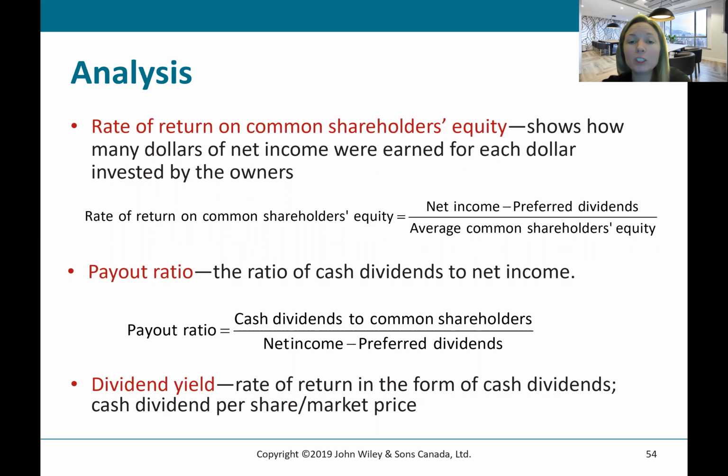We've got the payout ratio, which is the ratio of cash dividends to net income. If an investor wants to know what the probability is of them getting a dividend, or what the payout ratio has been in the past, they can look at it over several years to get a trend. You take the cash dividends paid to common shareholders divided by net income less preferred dividends. And also we've got the dividend yield, which is a rate of return in the form of cash dividends. It's the cash dividend per share divided by the market price.